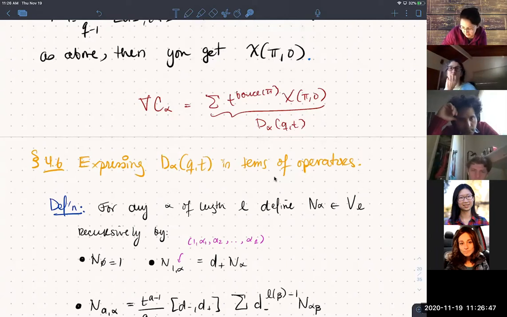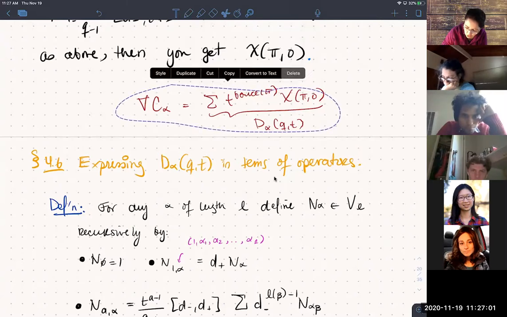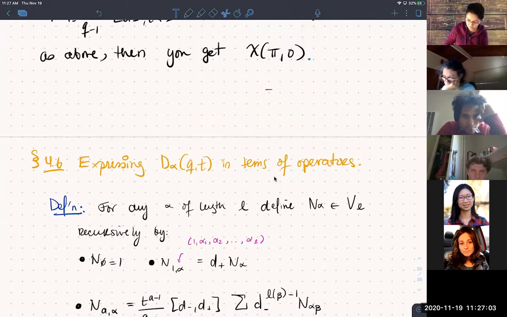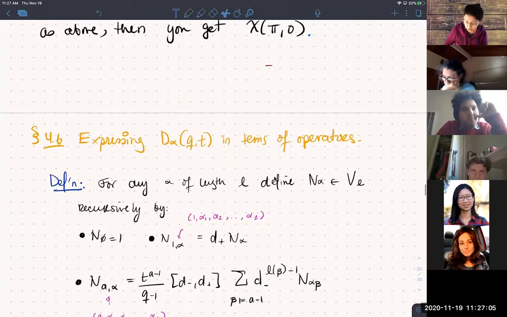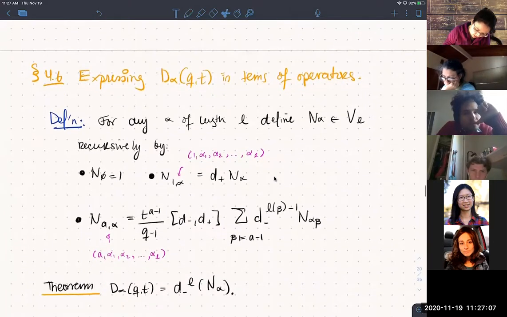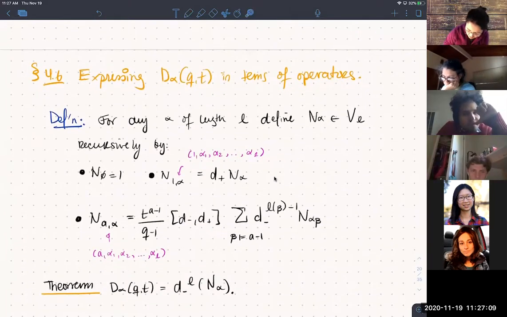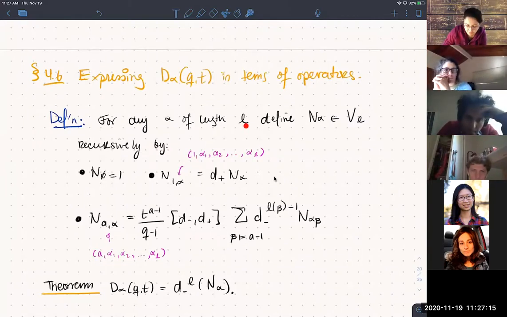So we have this internal part, chi of pi 0, which we just expressed in terms of these operators. Now let's take it further and express d alpha, which is the sum over all these things, in terms of these operators. That's the next goal. How do we do it? We're going to introduce more operators. Let's suppose alpha is any composition of length L.